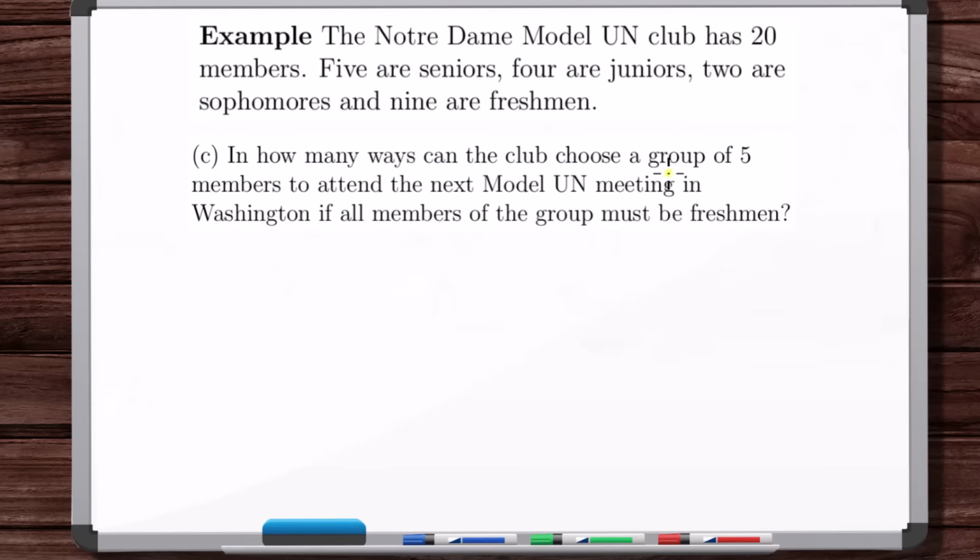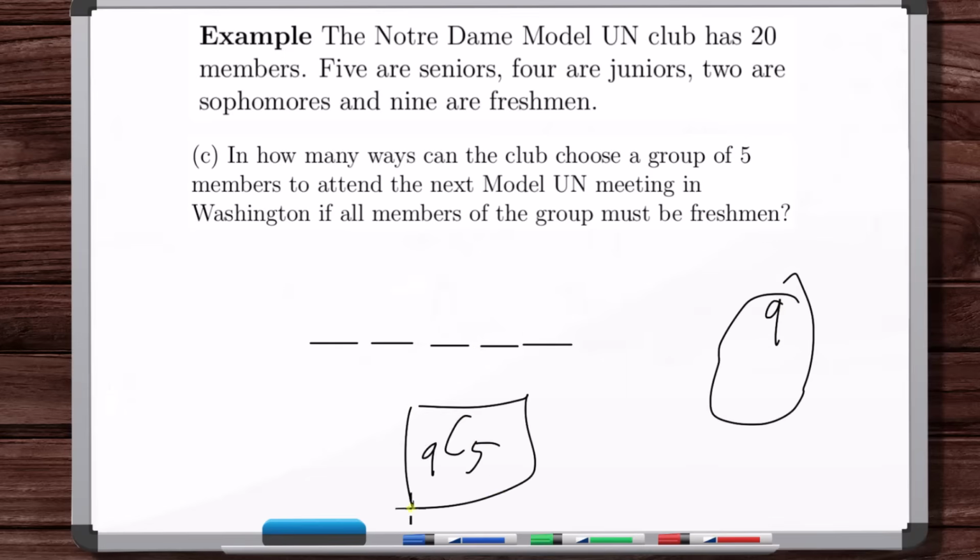And how many ways can the club choose a group of 5 members to attend the meeting in Washington if all members of the group must be freshmen? Okay, well, that's still easy because now we're choosing from the freshmen. There's 9, so it's 9 choose 5.